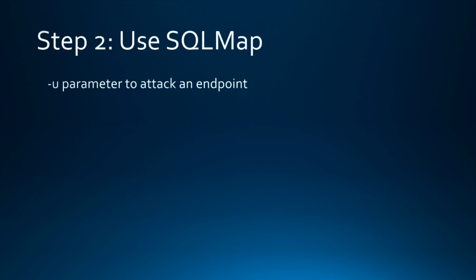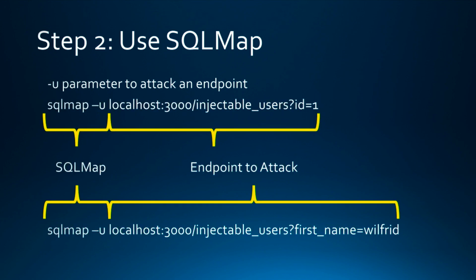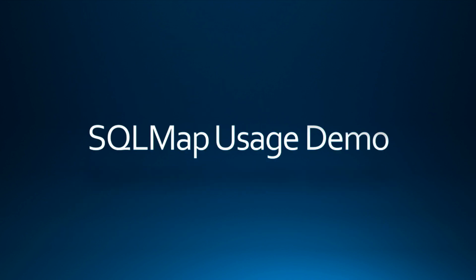So if we look at SequelMap and what it actually takes to do this, there's a parameter that's -u. -u is really the parameter for the endpoint that you want to attack. If we break this command down, we've got SequelMap -u as our first block of that command, and then the second block is our endpoint itself. You've already seen what the endpoint is. So let's look at the demo for that.